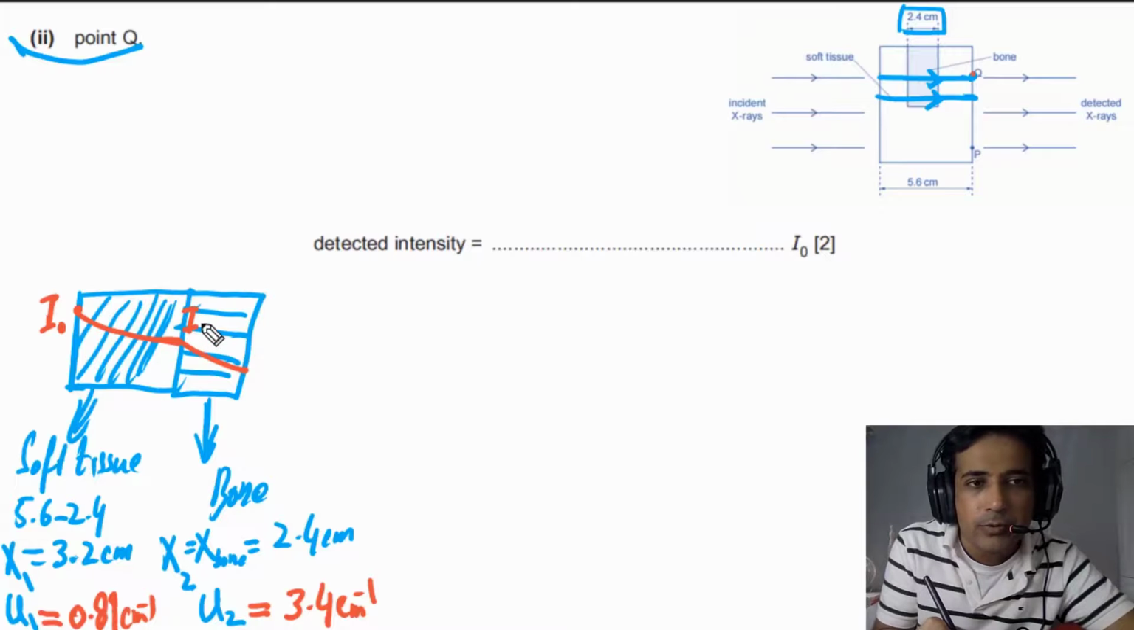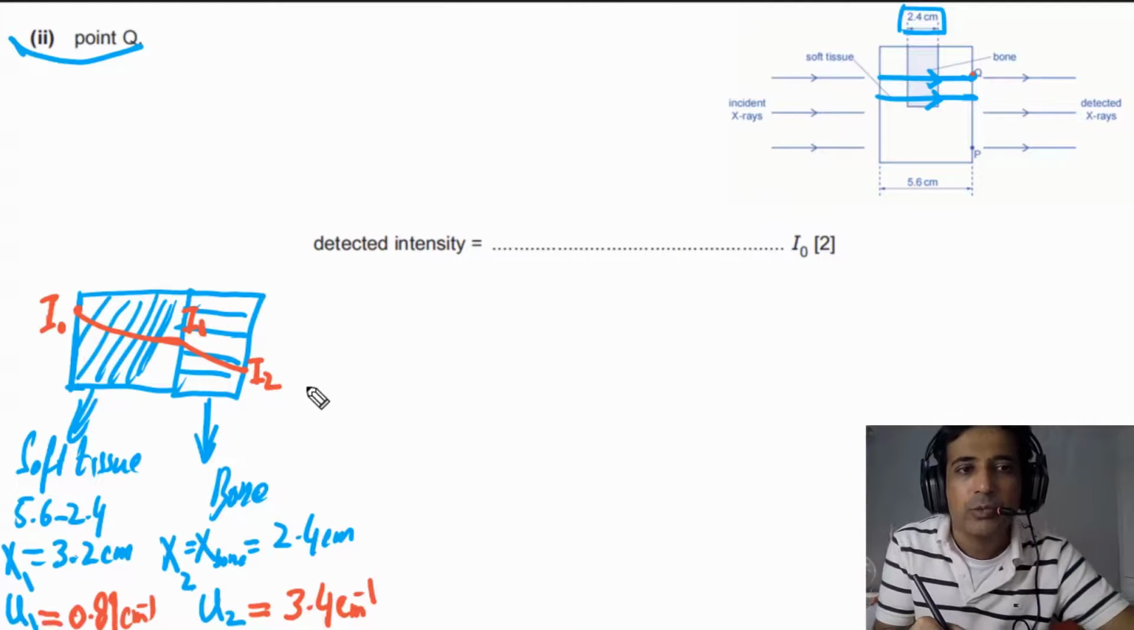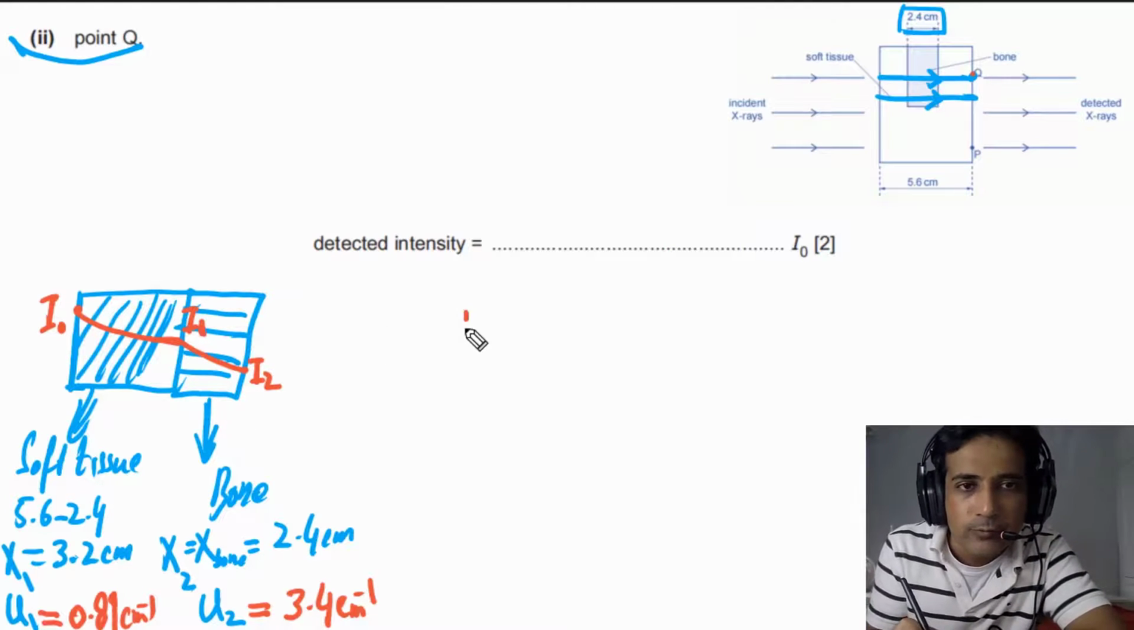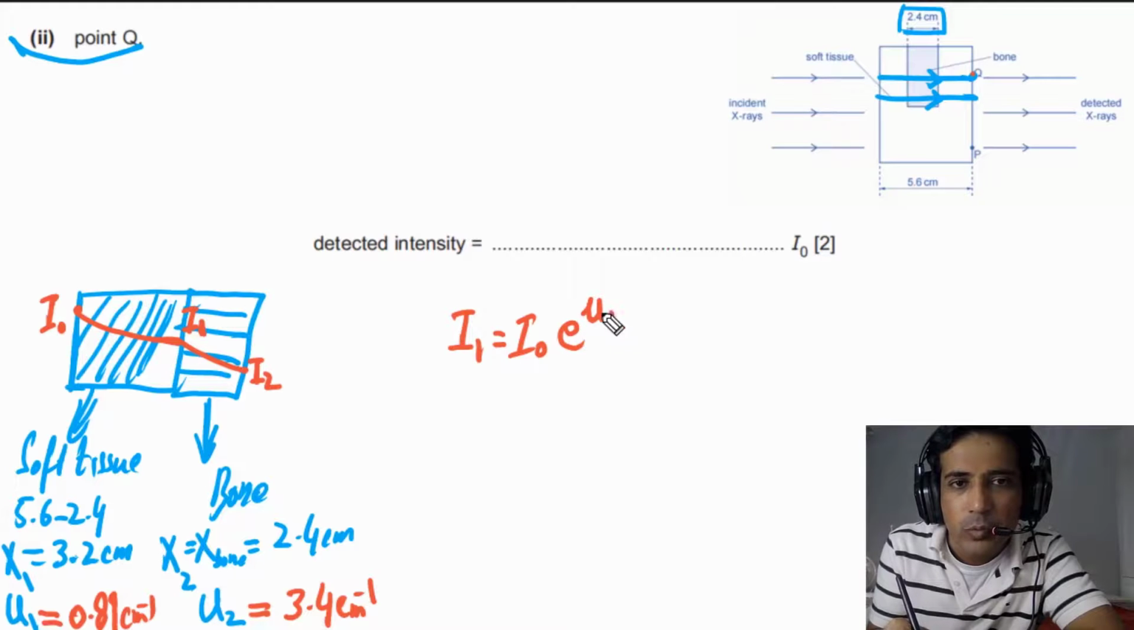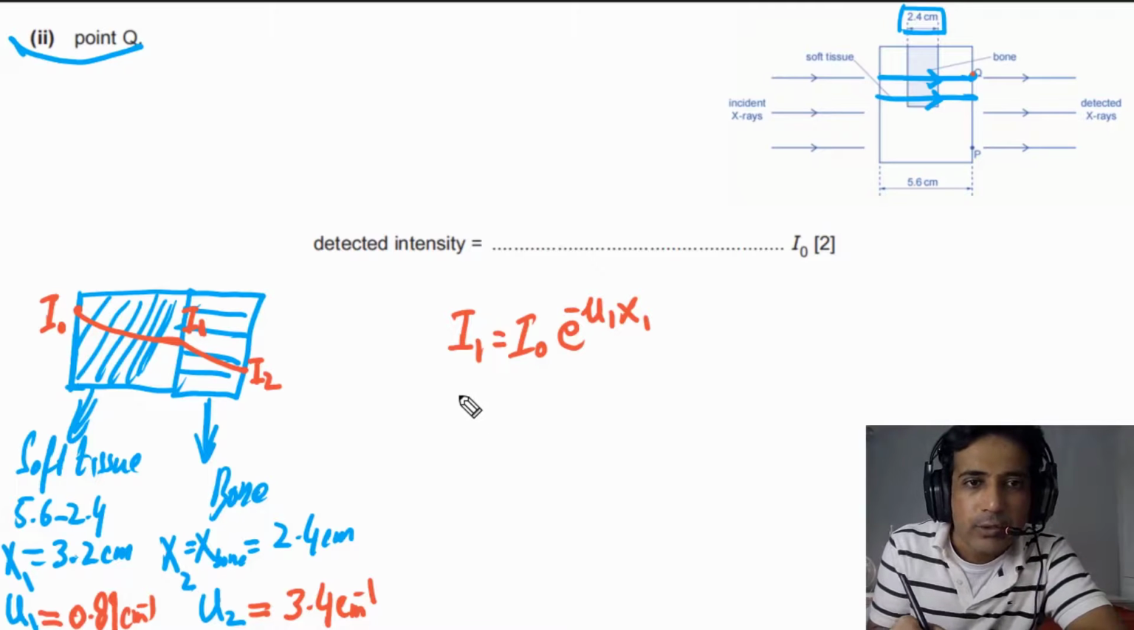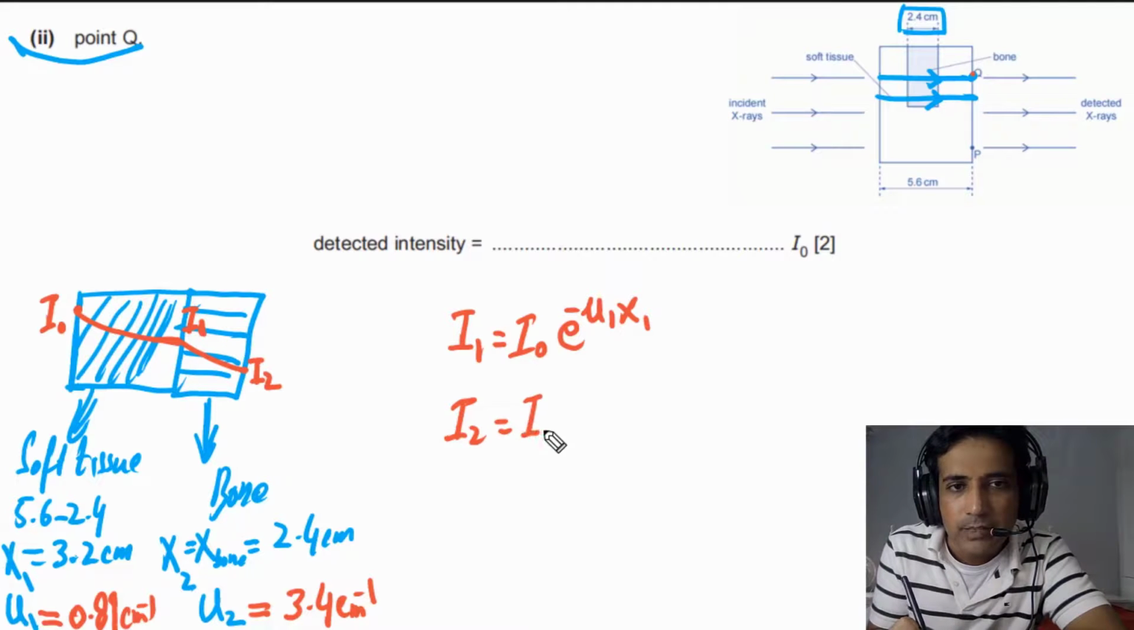Imagine that at this point we have intensity I1, and finally we have intensity at point Q, equal to I2. So we need to calculate I2. First of all, we can calculate I1. I1 will be equal to I naught e to the power of negative mu1 x1, because this is for soft tissue. Now we can calculate I2. I2 will be equal to intensity I1 times e to the power of negative mu2 x2. This is for the bone.